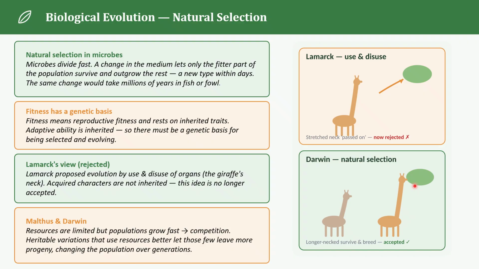But modern genetics has shown that acquired characters are not inherited. That is why Lamarck's explanation is now rejected.